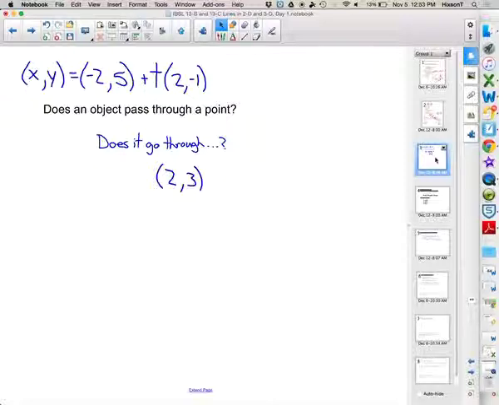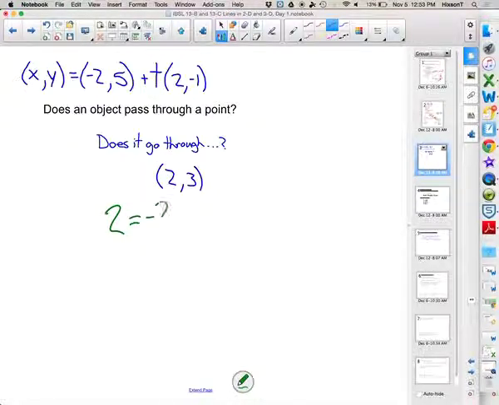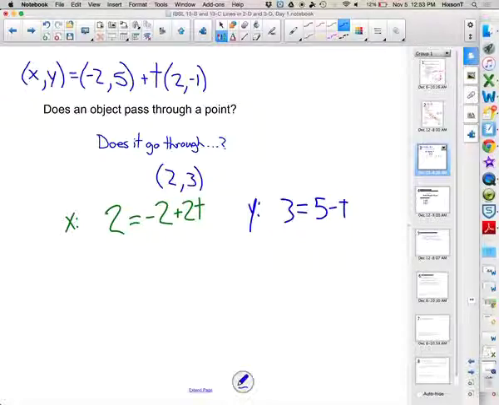Here's what Samantha said. She said, all right, well, x is -2 plus 2t. There's the x. And for y, we would set it up, 3 is our y, so 3 would have to equal 5 minus t. Notice our parametric equations, and then that's what Derek was saying. These two times would have to be the same. Otherwise, we didn't actually hit that point, okay?